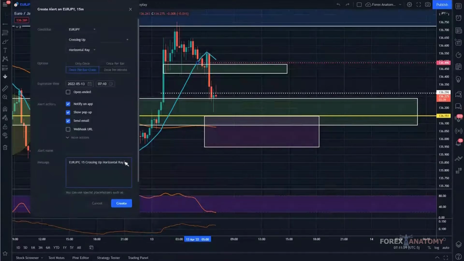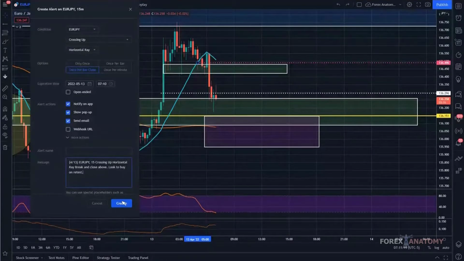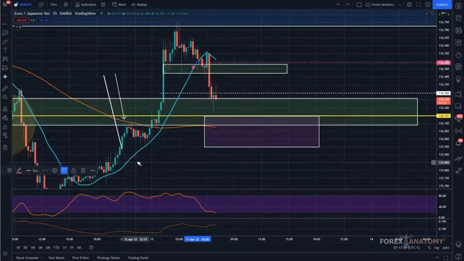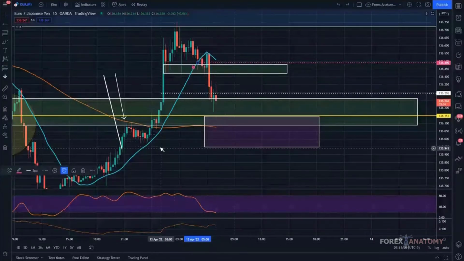So, let me just do this. But first, let me add the date. Let's say April 13th. And break and close above, look to buy on retest. All right. So yeah, that's something that we would definitely have for this particular pair. But as I said, there's a possibility we may see a deeper correction somewhere within this zone right here. So we'll see. But this is the euro yen. We're looking for a buy setup.